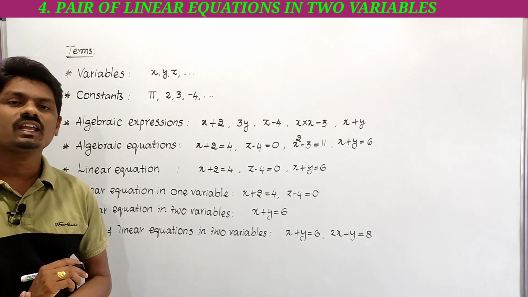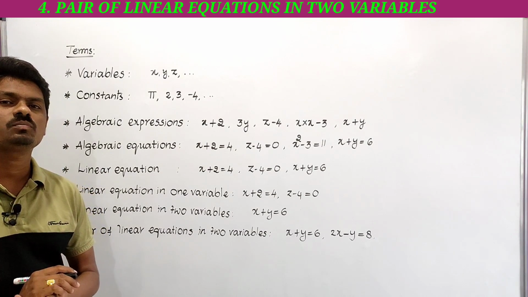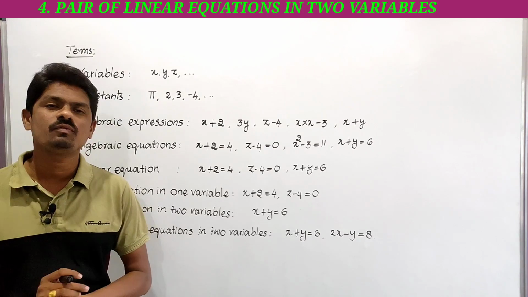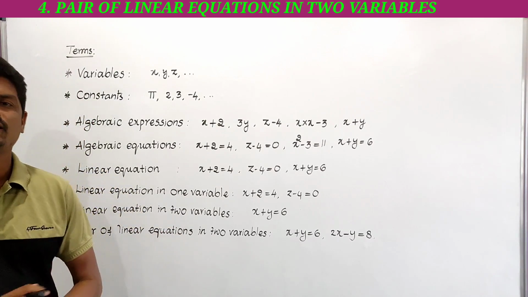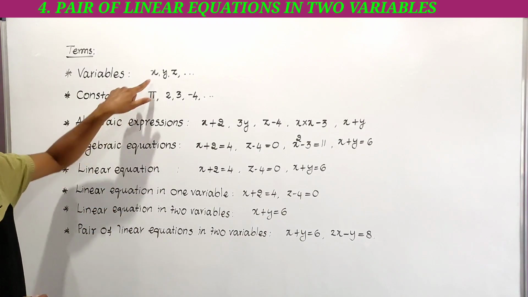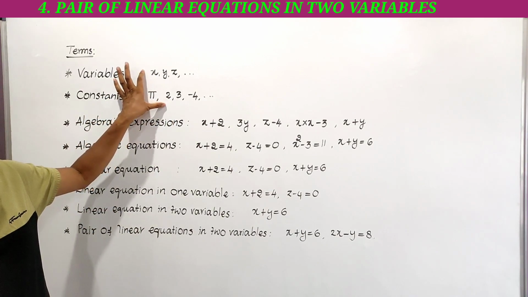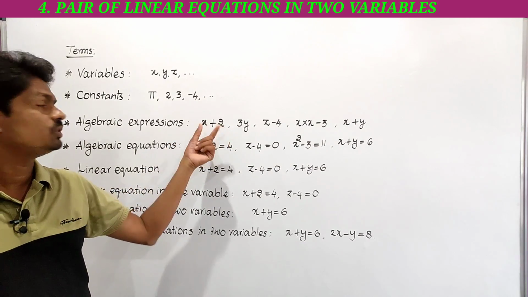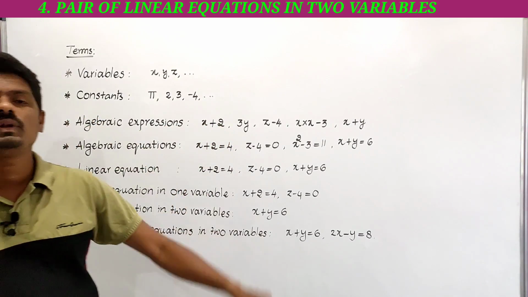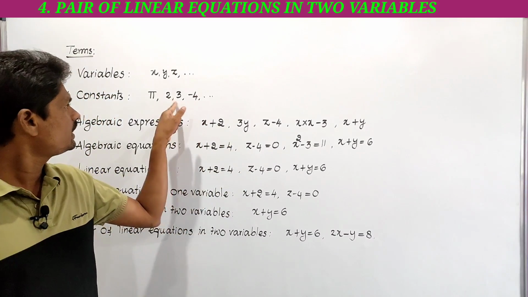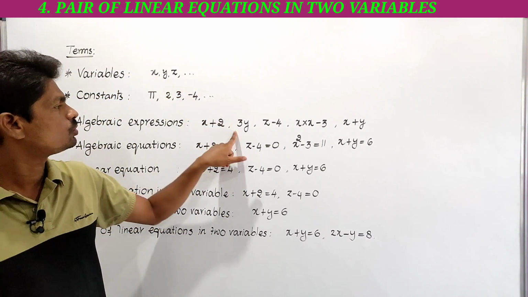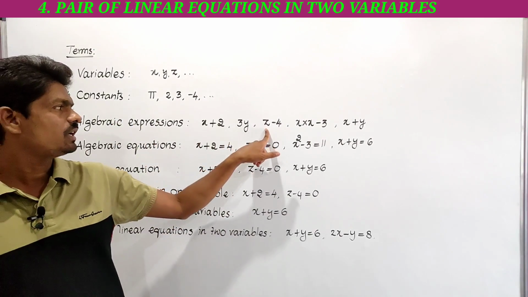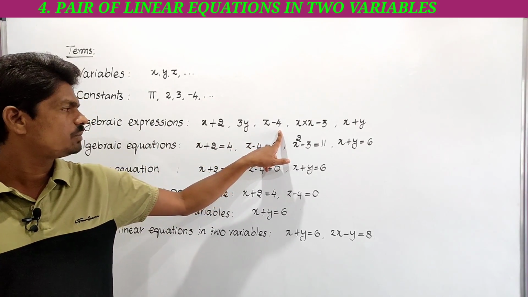Now we can form algebraic expressions by combining variables and constants with the help of basic operations of mathematics. Suppose I am taking x and 2, and combining these two with plus. Now we have x plus 2. This x plus 2 is known as an algebraic expression. By taking 3 and y, I have combined these two: 3 into y is 3y. It is also an algebraic expression. z minus 4 is an algebraic expression.